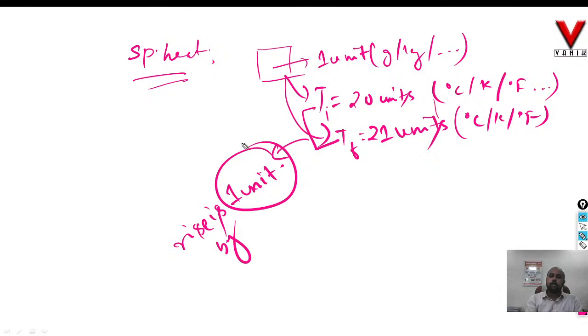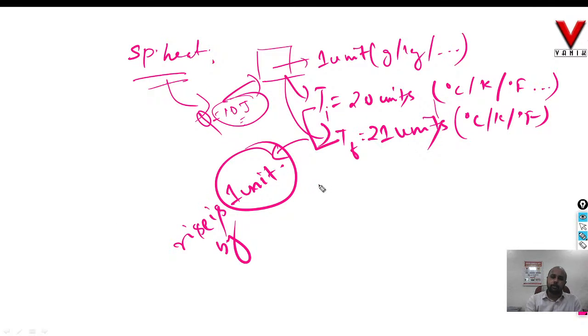So how will this 1 unit rise happen? I have to supply some heat to this body, then only there will be a rise in temperature. So how much heat am I supplying? For example, I am taking 10 joules of heat. So 10 joules of heat is required for 1 unit of this substance to raise its temperature by 1 unit. That is nothing but your specific heat.